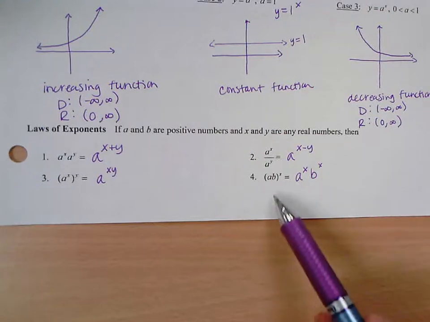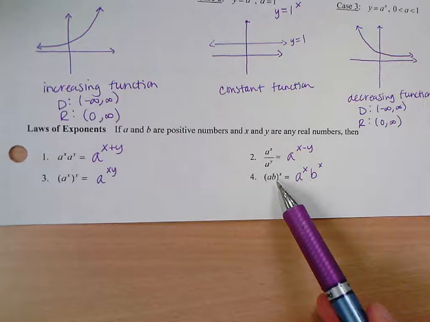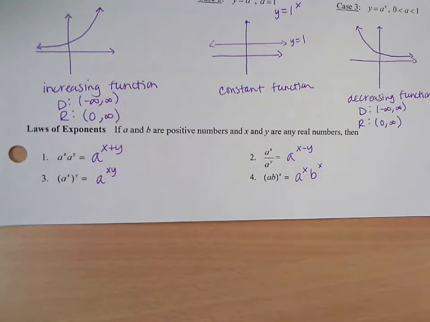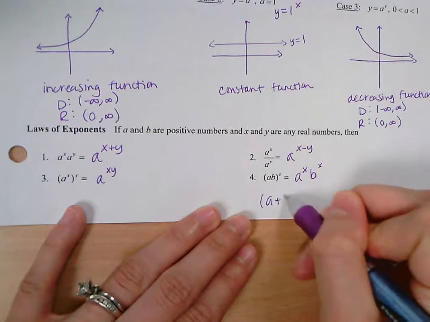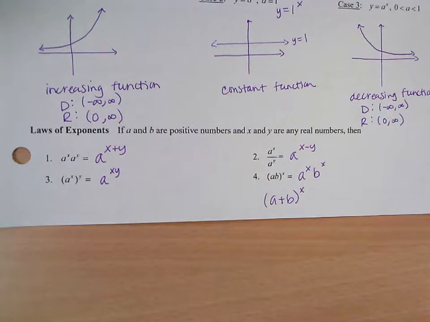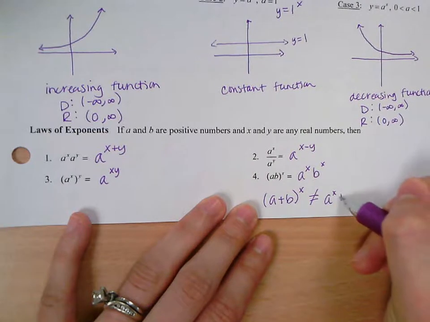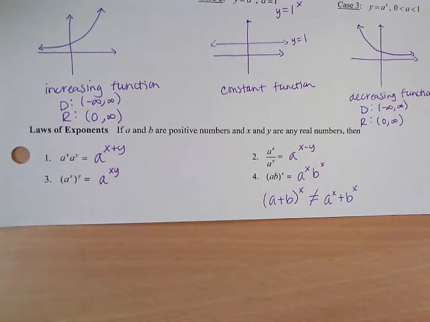Now, notice that's only if what's inside of the parentheses is a product. This would be true for division as well, if there's a product or quotient inside. If you have something like a plus b to the x, you cannot distribute that and say it's a to the x plus b to the x. So this is a big not equal to this. Okay, so it's only if inside the parentheses you have a product or a quotient. If you have addition or subtraction, it does not apply. You cannot distribute.